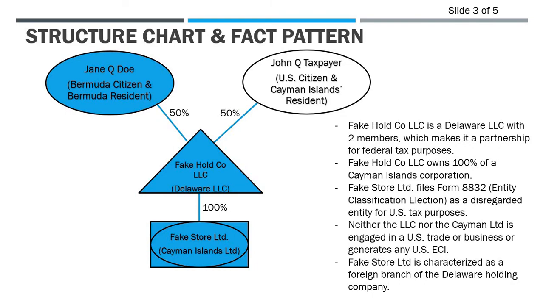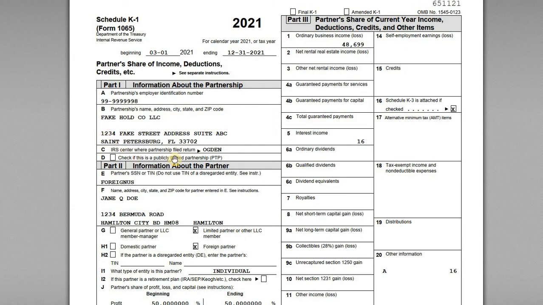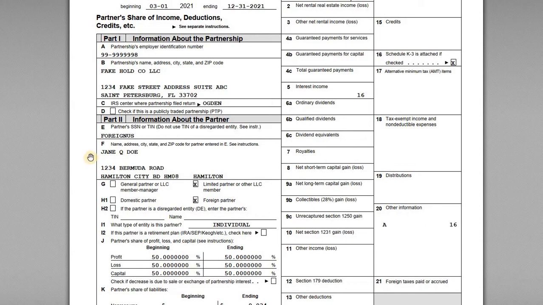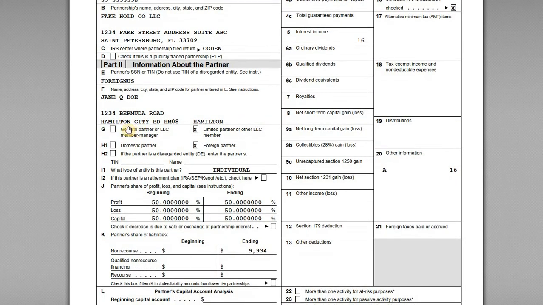Okay, so if we go back to the K-1, this is the K-1 for Jane, so we can see the fake holdco information up here. It's an initial K-1. We've got Jane's name and address down here. She lives in Bermuda, Hamilton City. Foreign U.S. is the placeholder for her tax ID number because she doesn't have an ITIN or a Social Security number. Now, on questions G and H1, we've indicated here that she's a limited or LLC member rather, and a foreign partner. So very important, we are indicating that she's a foreign partner, not a domestic one.